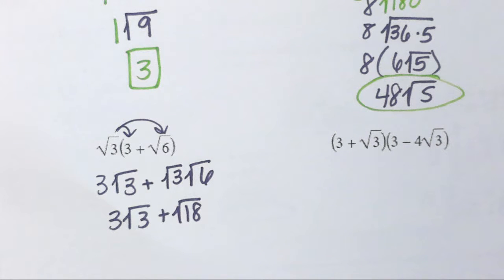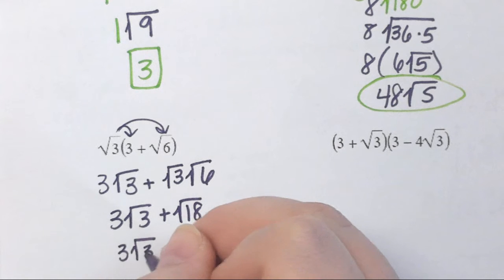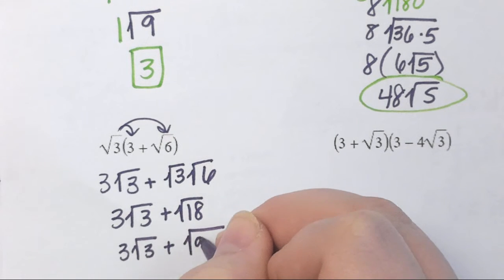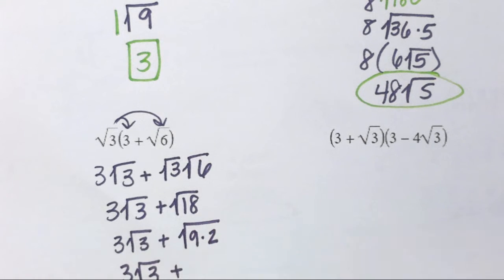Am I done, or can something be simplified? 18 can be simplified. What can it be simplified to? 9 times 2. So what do you end up getting? I'm kind of confused right now.